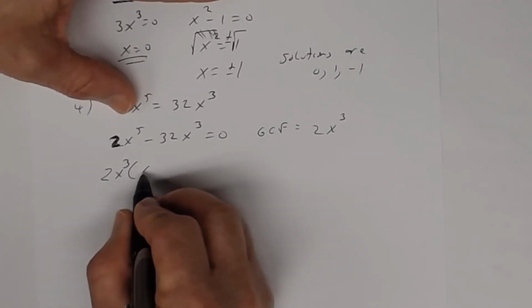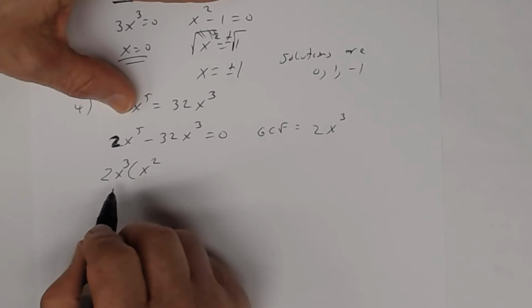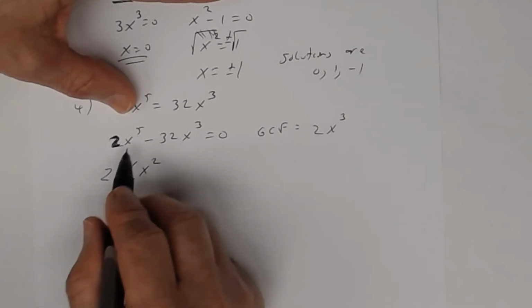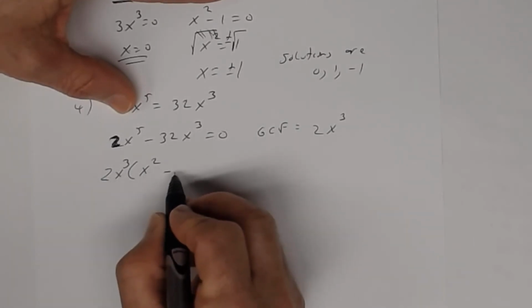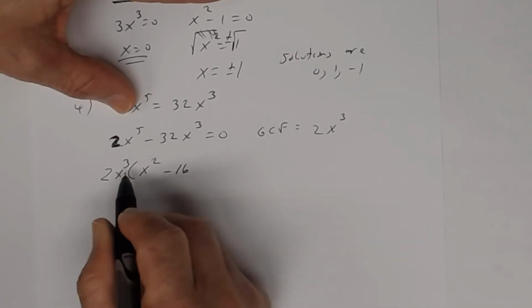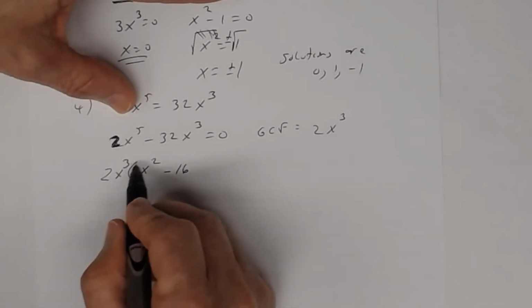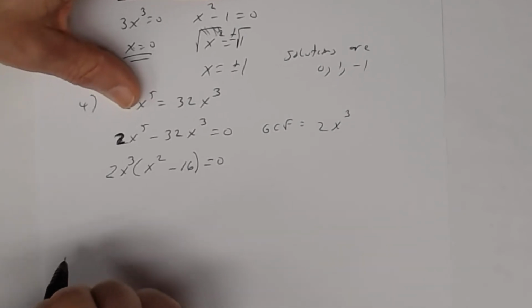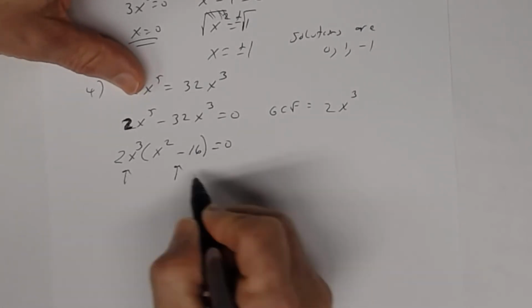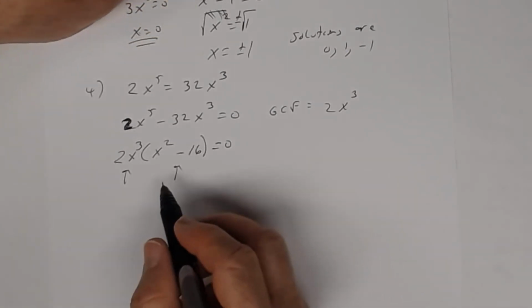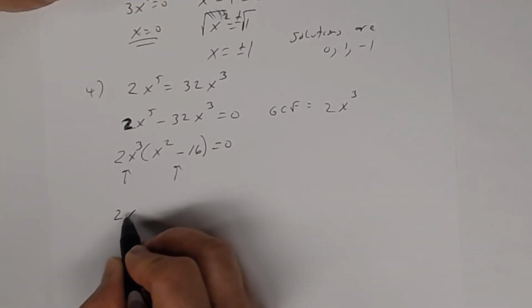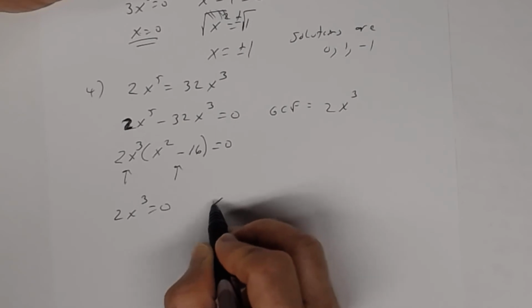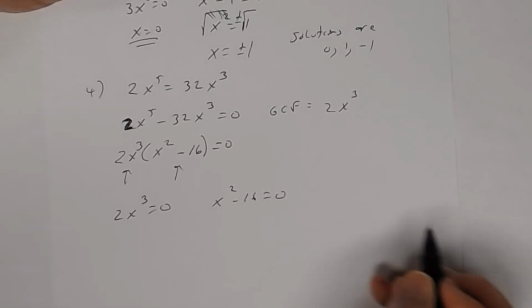2x cubed times x squared is 2x to the 5th. Right? X cubed times x squared is x to the 5th. Minus 2 times what is 32? 16. I already factored out the x cubed, so you don't need any more. And say equals 0. Then we're going to set each of those factors equal to 0, the zero factor property. And so I get 2x cubed equals 0, x squared minus 16 equals 0.